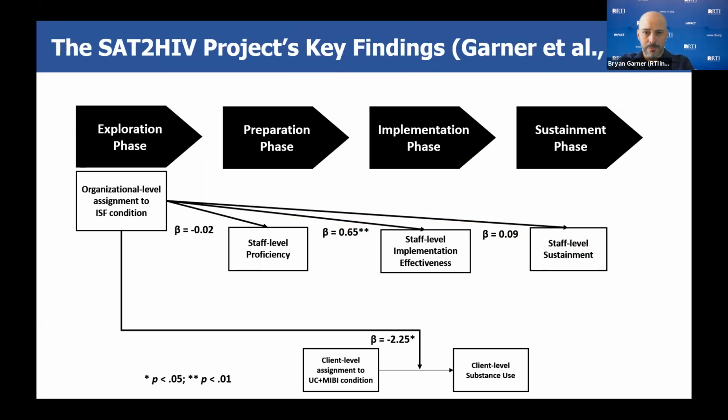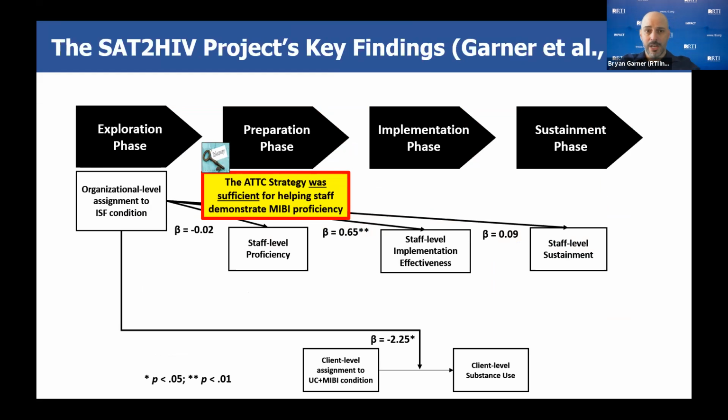In terms of our outcomes, this is the last slide, and the main takeaways, this is sort of the whole trial studies condensed into one slide. And what we found essentially was that we know how to train. The ATTC strategy was sufficient for helping staff demonstrate proficiency. We couldn't decrease the time significantly further. So that's great, we know how to train.